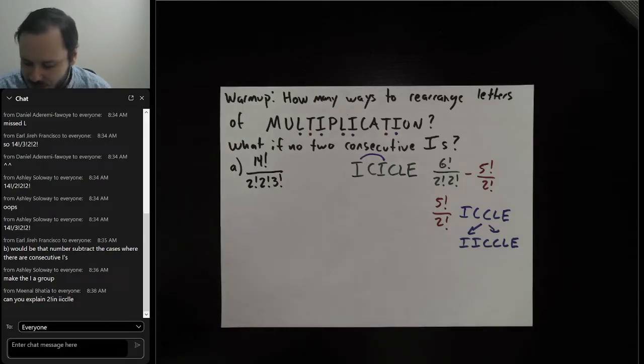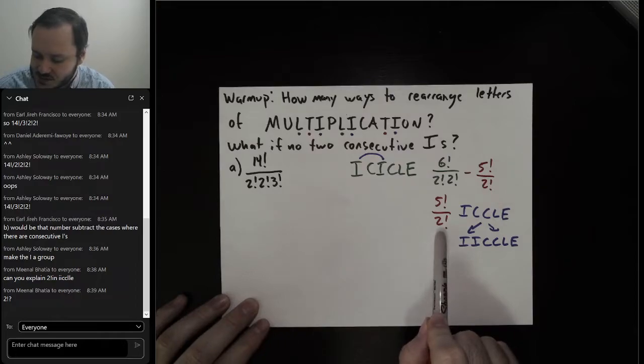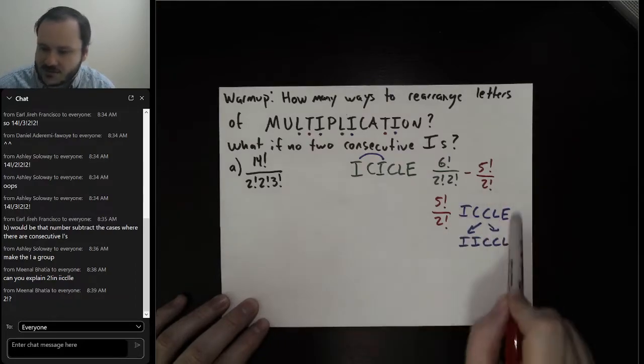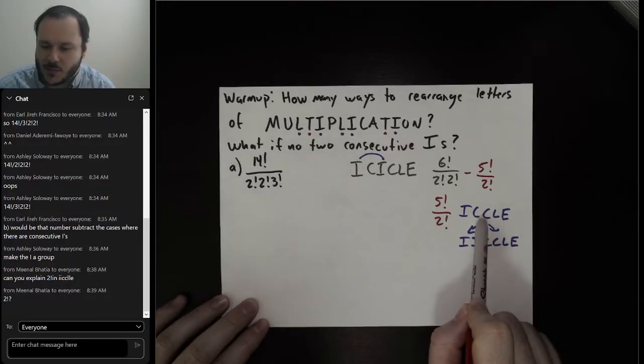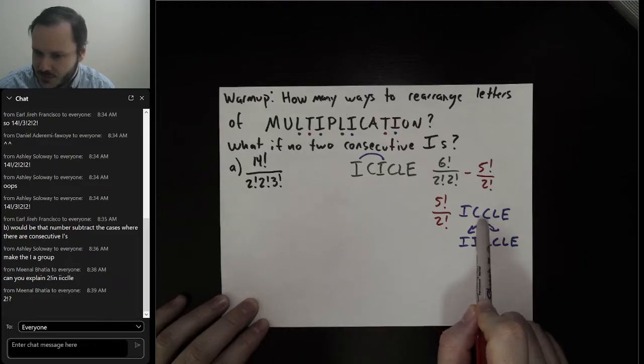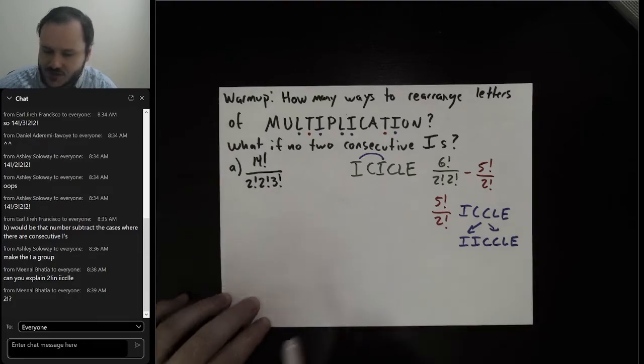And I think this works really well. Let me explain the 2 factorial. This is for the 2 C's. I'm arranging 5 letters, so 5 factorial. But I have 2 C's and I don't care about the order. So 1 I, 1 L, 1 E, and 2 C's. So I'm dividing by 2 factorial there.